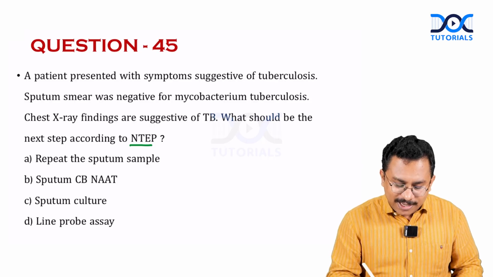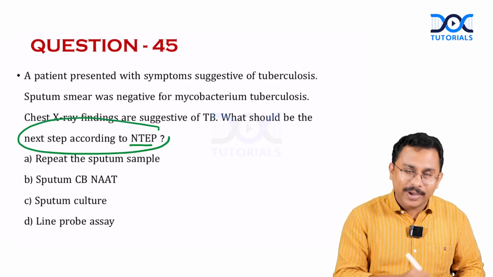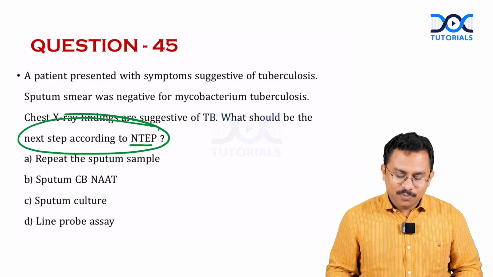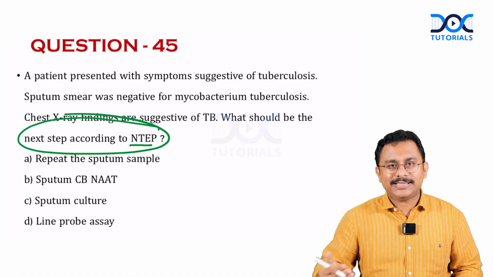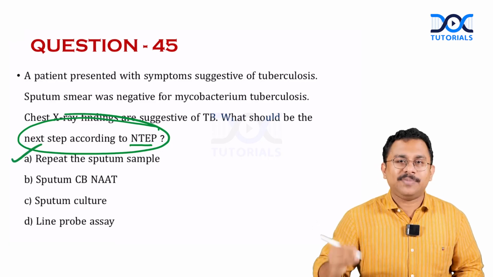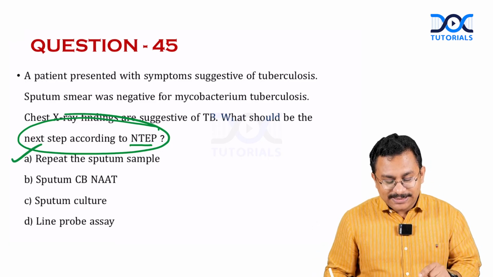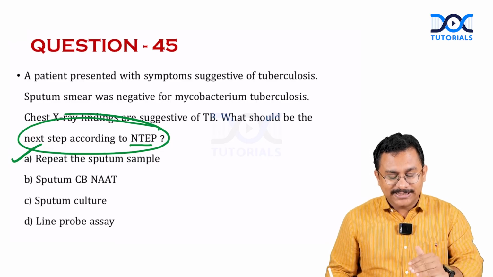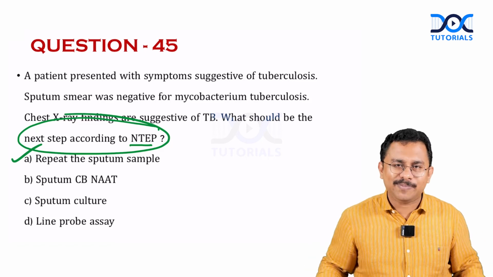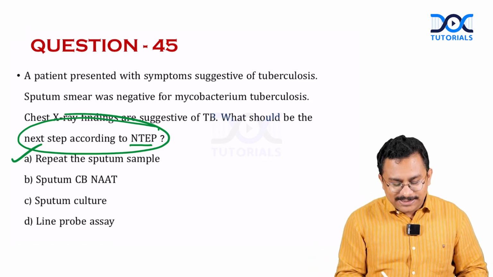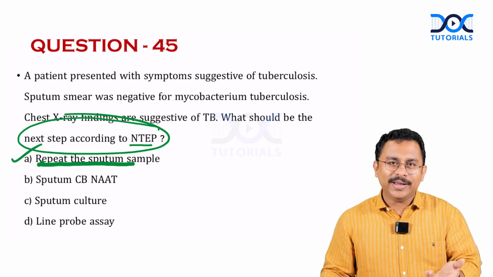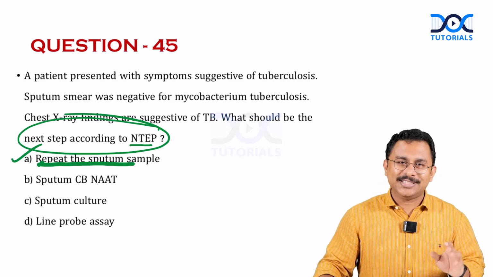But here, they are asking what is the next step according to NTEP. So NTEP, in such a scenario, when the sputum smear is negative but the X-ray findings are suggestive, suggests that first you repeat the sputum sample. Since they have specifically asked what is the next step, the answer is repeat the sputum sample. Obviously, after that, the next step is going to be CB-NAAT. But since this is specifically asking regarding the program, that is why the best answer is this one.